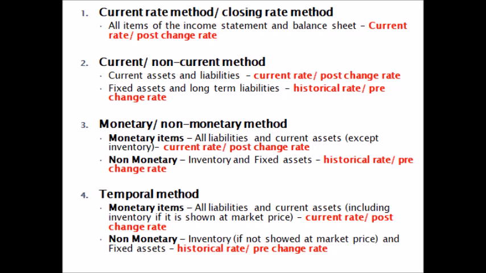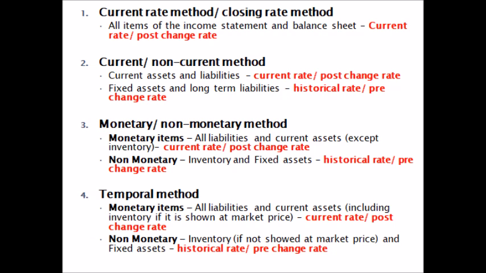The second method, that is current non-current method. Here the balance sheet items are divided into current items and non-current items. The current items will include current assets and liabilities, which will be recorded at current rate. The non-current items include fixed assets and long-term liabilities, which will be recorded at historical rate.